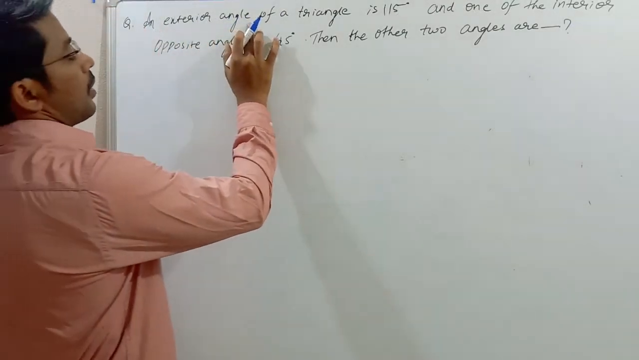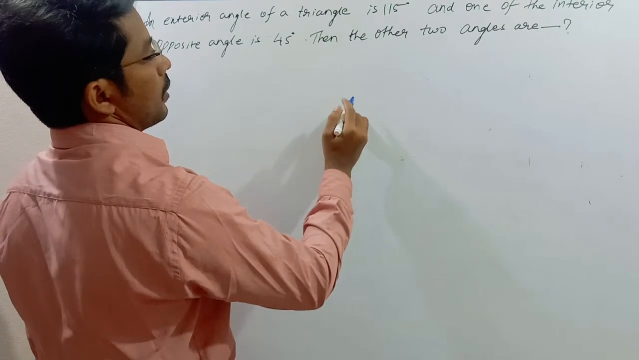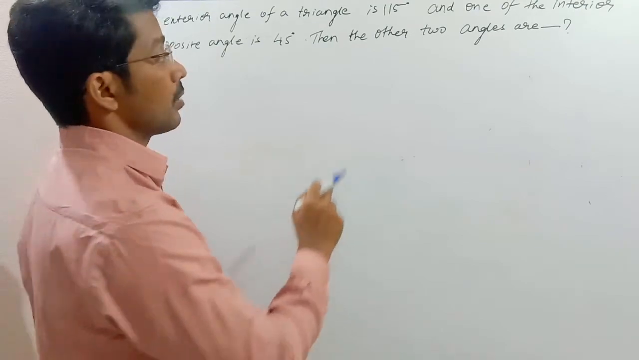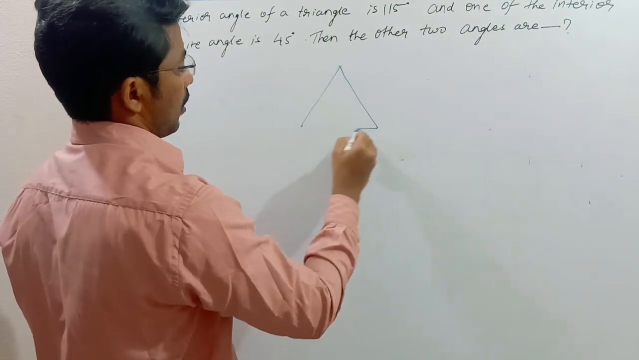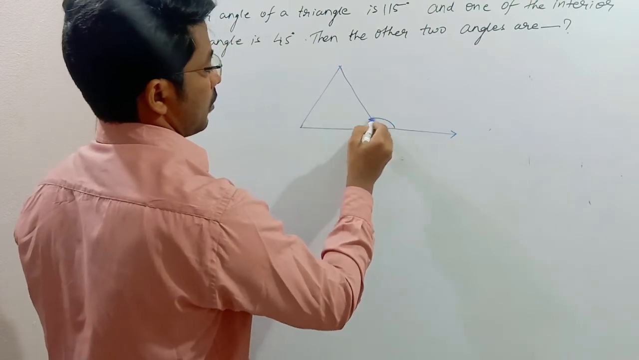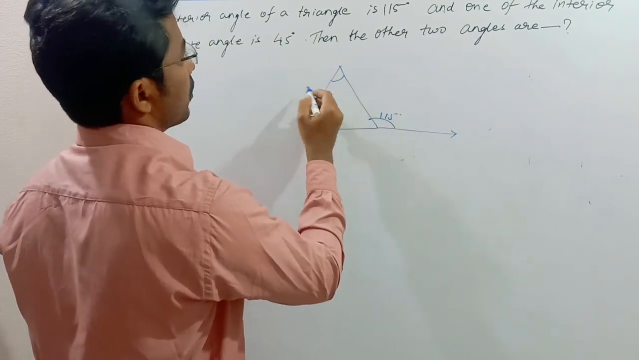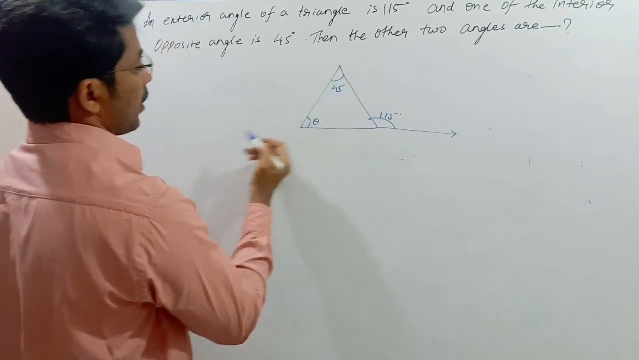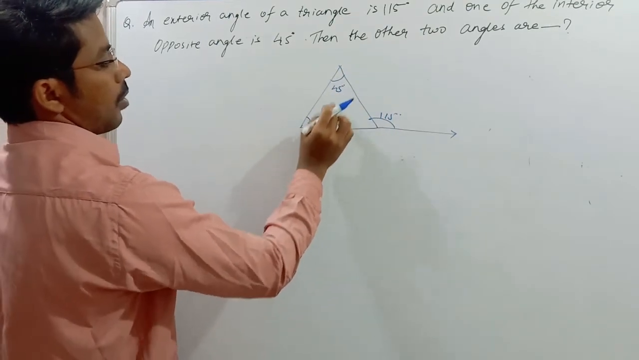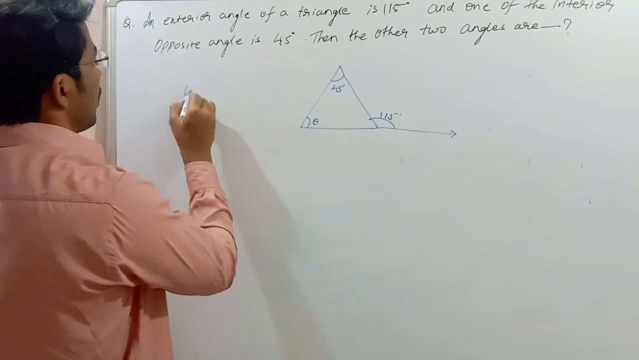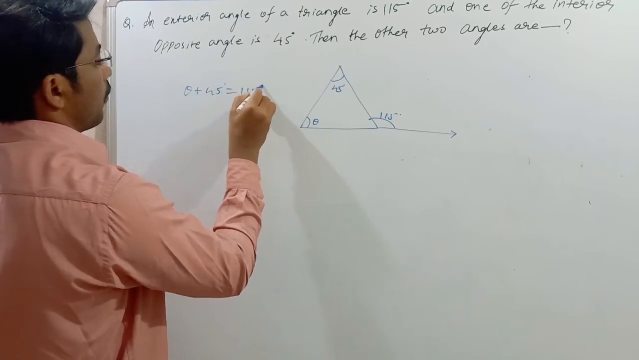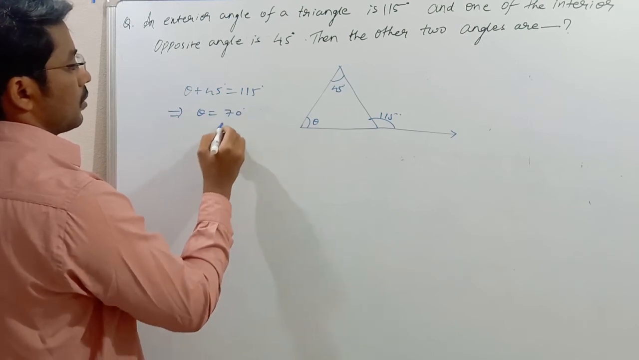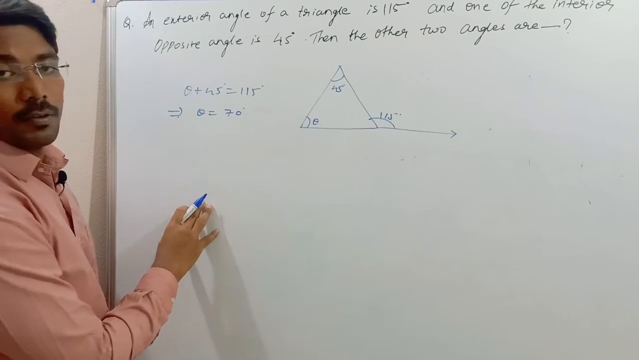An exterior angle of a triangle is 115 degrees and one of the interior opposite angles is 45 degrees. Then what are the other two angles of the triangle? Given the exterior angle is 115 degrees and the interior opposite angle is 45 degrees. We know that the exterior angle is the sum of the two interior opposite angles. So theta plus 45 is 115 degrees. Theta is equal to 115 minus 45, 70 degrees.